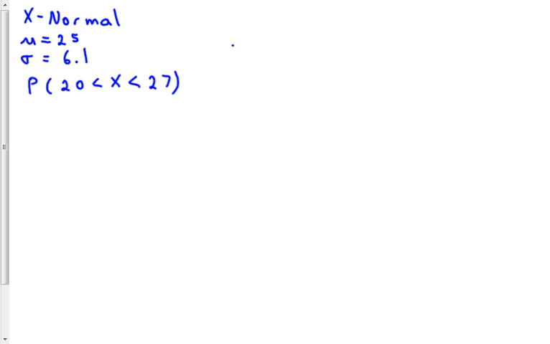Again, we make that sketch. Centered there at 25. Some place down here is 20, and up in here is 27. And we're looking at the area between. There is no table for between. We can look up less than only. We can look up this area below 20, and we can look up and find this area less than 27. But we can't look up a between value.